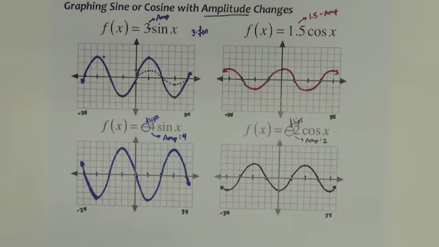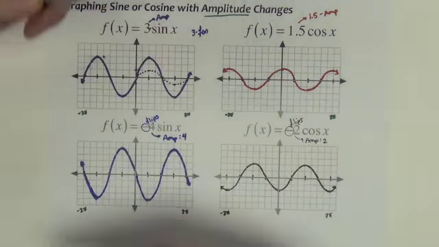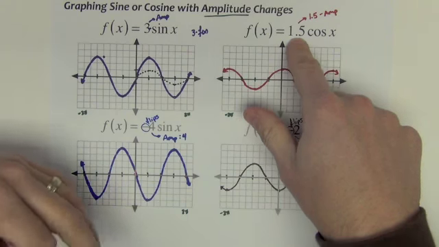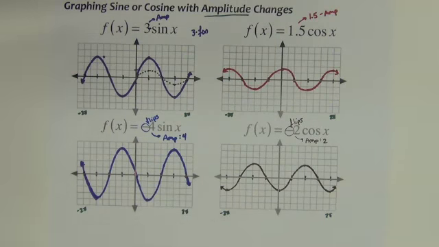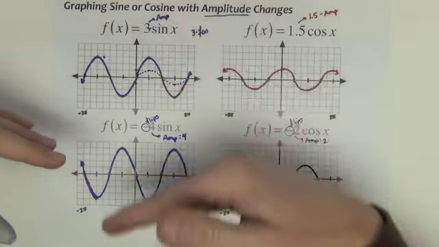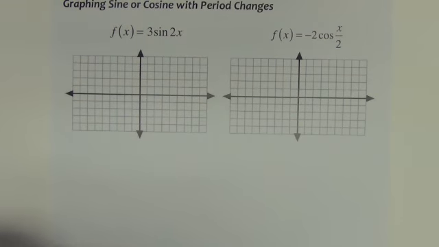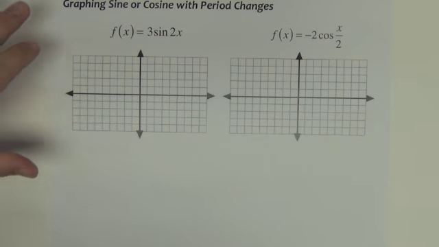Okay, so that's amplitude change, just stretching the graph. Of course, if the numbers were small, like a half or a fourth, it could just shrink the graph too. But basically, that's the value. You go up and down, above and below the x-axis. Okay, now let's look at a couple graphs that have both amplitude and period changes.